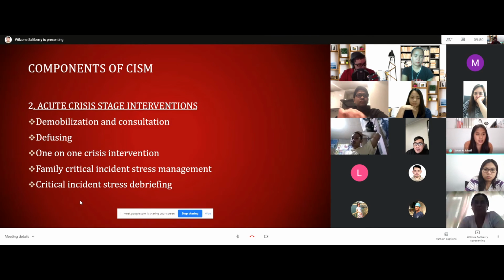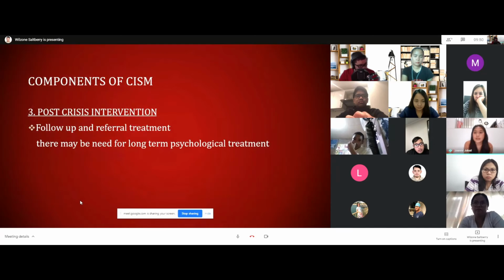And lastly, under this acute crisis stage is critical incident stress debriefing. This is the most frequently used component, designed to accompany other components, and should not be used as a standalone intervention, which will be discussed further by the next presenter. The last stage is the post-crisis intervention, which is the follow-up and referral treatment.